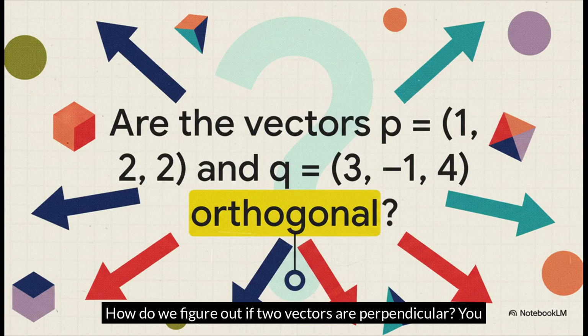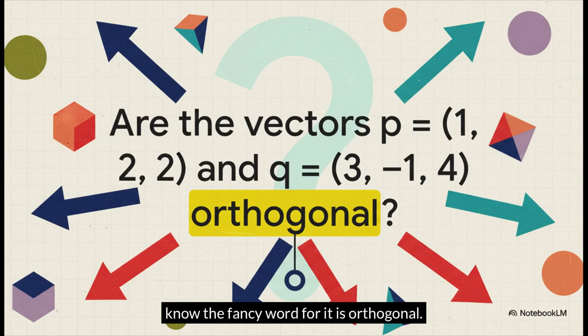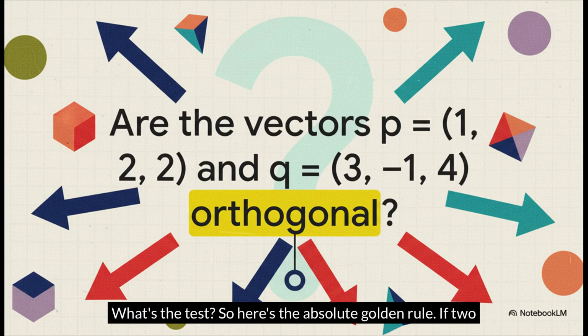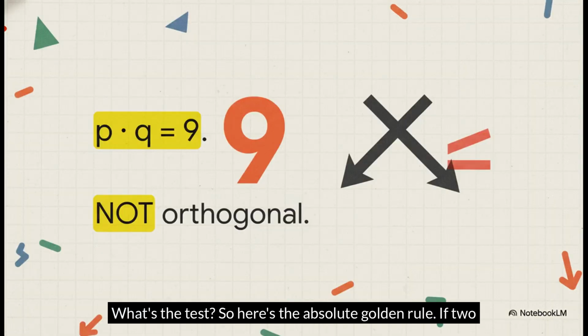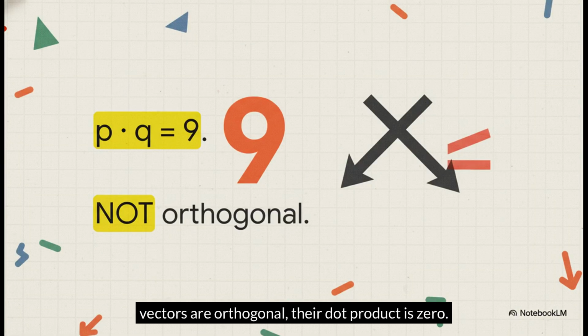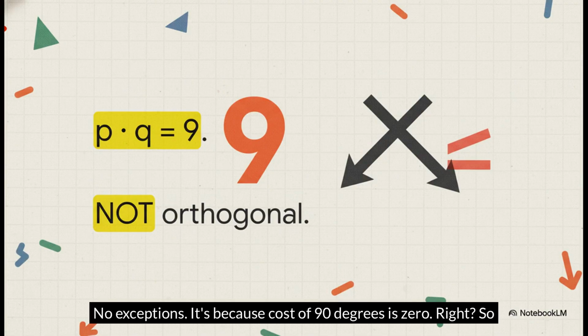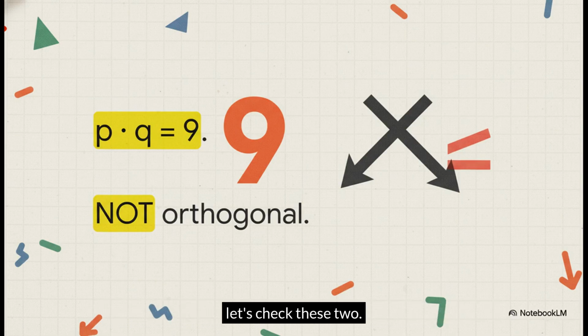Okay, next up. How do we figure out if two vectors are perpendicular? You know the fancy word for it is orthogonal. What's the test? So here's the absolute golden rule. If two vectors are orthogonal, their dot product is 0. No exceptions. It's because cos of 90 degrees is 0, right? So let's check these two.